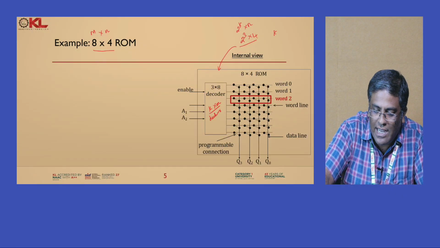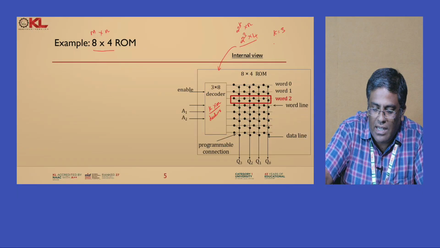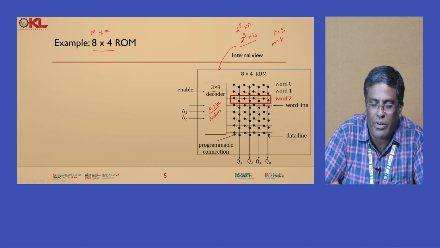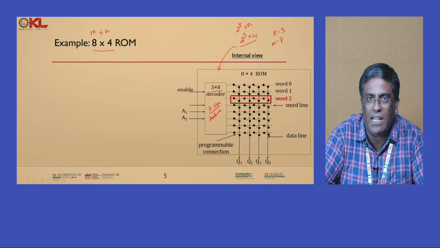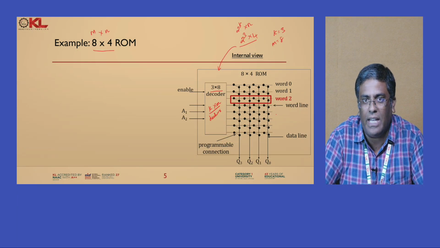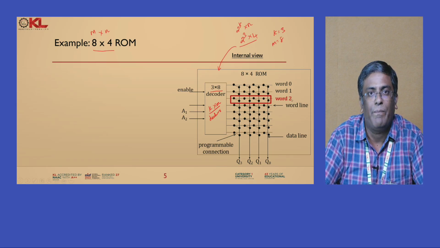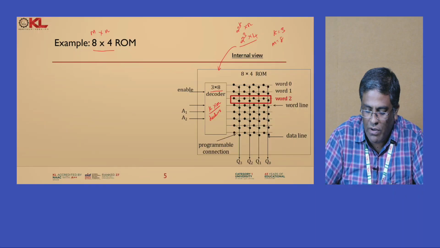So we can say that k is equal to 3, since m = 2^k, and m is equal to 8. So we can write it as a 3 cross 8 decoder, and we can see the right-hand side structure accordingly. Word 0, word 1, word 2, all of them are available over here. And what is the value of Q0?